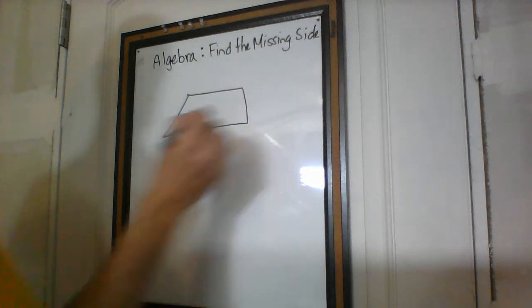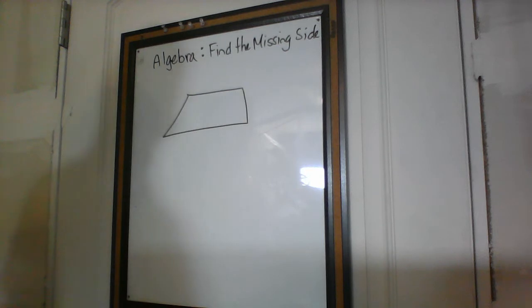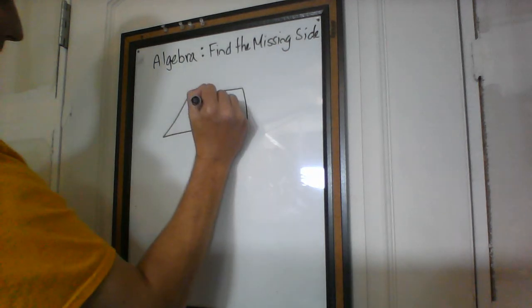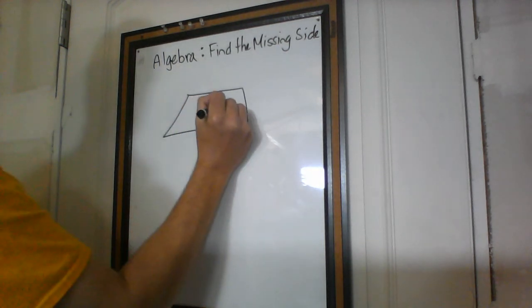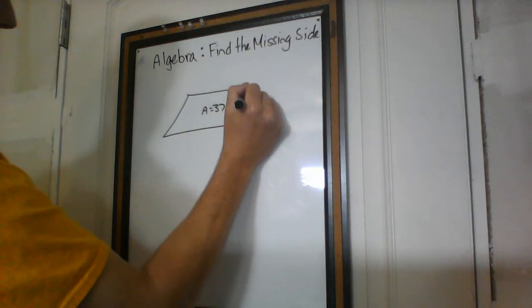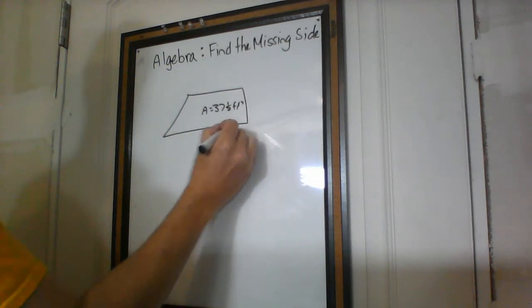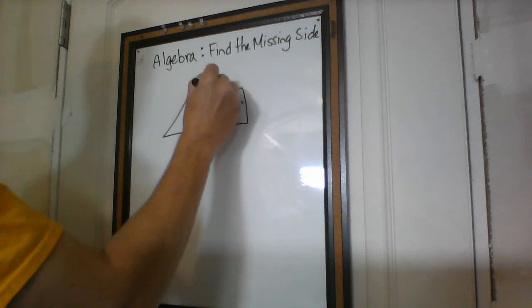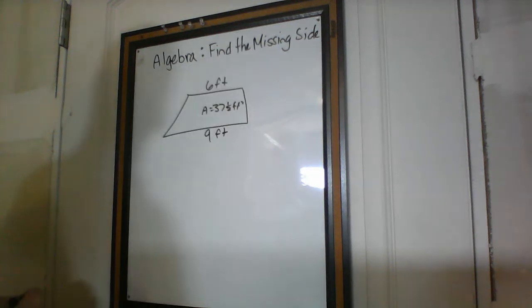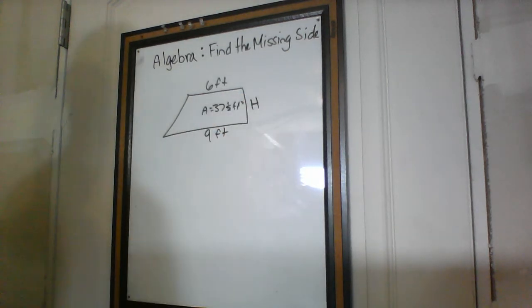Next one. What shape do we got? We have 2 parallel lines right there, one set of parallel lines. So we have a trapezoid. So we're going to say our area of our trapezoid is 37.5 feet squared. We are going to have a base of 9 feet. We're going to have a top of 6 feet, and then we do not know our height.